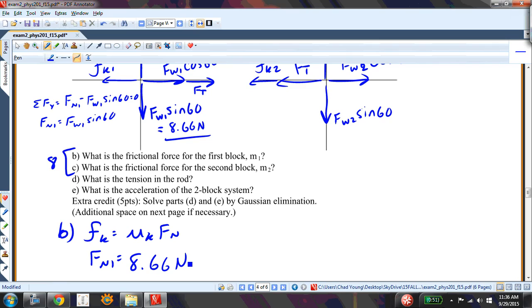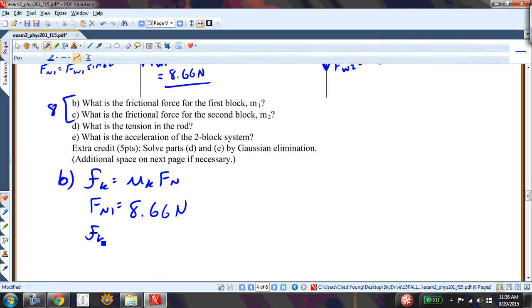And then Fk1 will be 0.2 times 8.66, and that's equal to 1.73 newtons. So that's my Fk1. Now for C, I do a similar thing for Fk2.